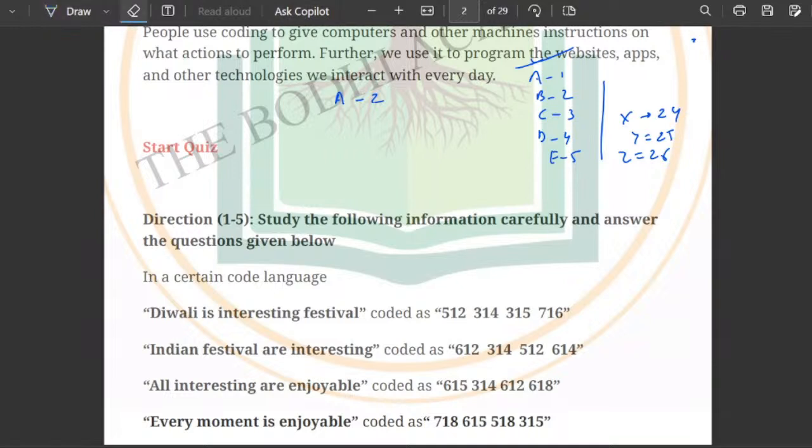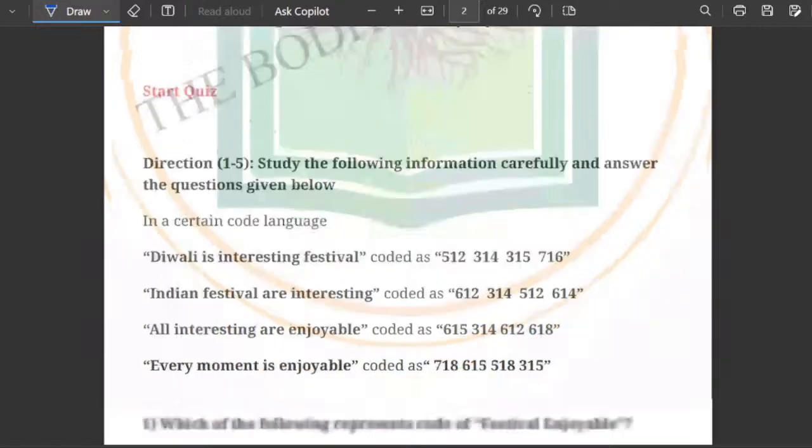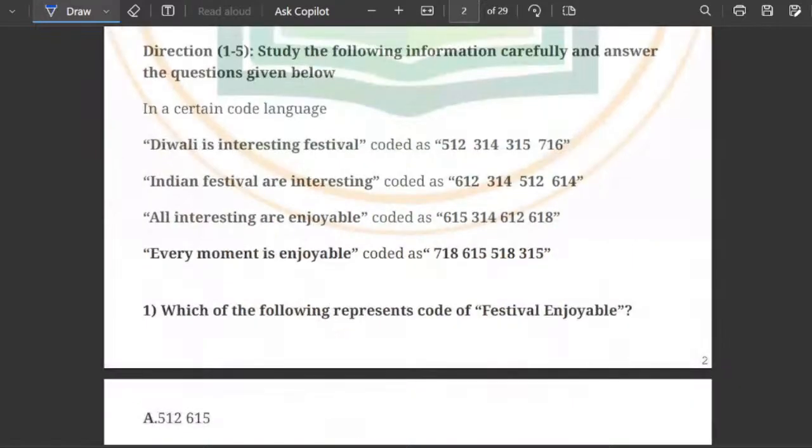Today we are going to take up the question type which comes in the majority. For example, one question will consist of 5 sub-questions. These are very easy if you understand them one time. It is not at all difficult. Now see how to go ahead. For example, you can see: Diwali is interesting festival.